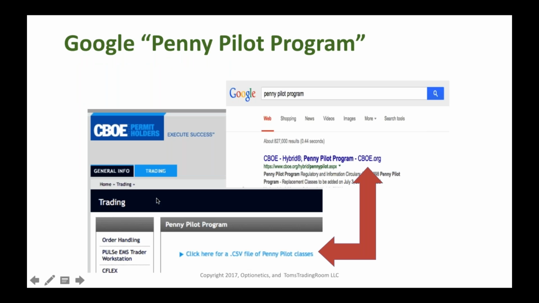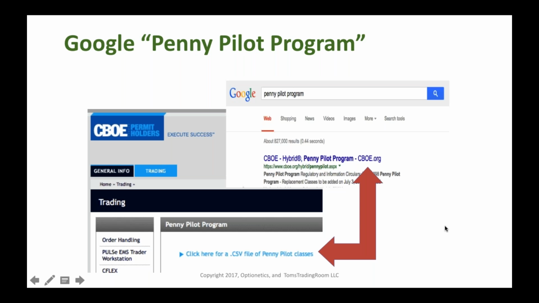So what you're going to do is you're going to go to that CBOE website. All right. In fact, you can even do better than this. Just go to Google and Google in the words penny pilot program. And when you do, this one should pop up on top. It says CBOE hybrid penny pilot program, CBOE.org. And if you click on that little link, then you're going to see this pop up. It's small. I crunched it down, but you'll see the website. And in there, you're going to see the penny pilot program. And it's going to say, click here for a .csv file of penny pilot classes.